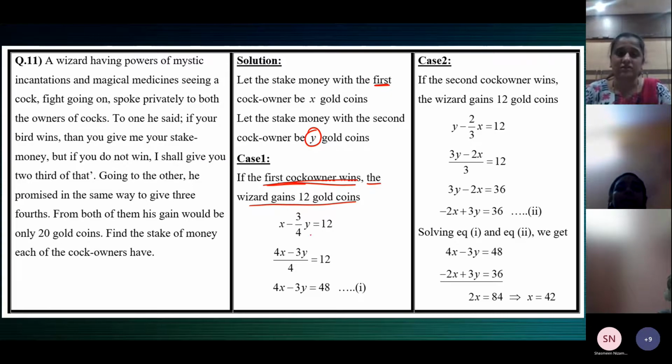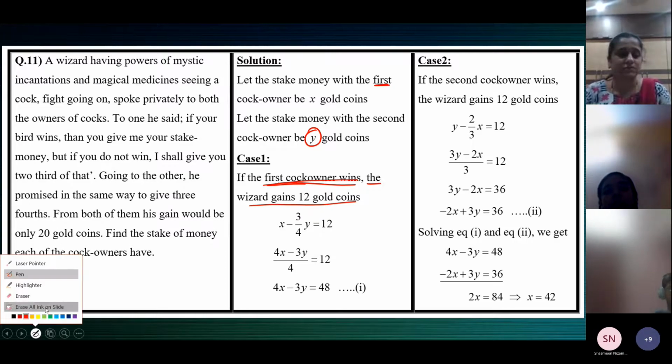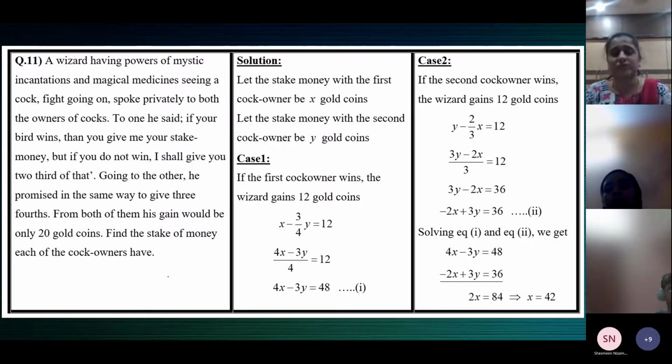That's the condition. Whoever is the winner has to give his stake money to the wizard. So suppose the first cock owner wins. His stake money is X, so he has to give X to the wizard. That is, the wizard receives X. And how much does the wizard pay the loser? When the first cock owner wins, the second cock owner is the loser. How much does he pay the loser?